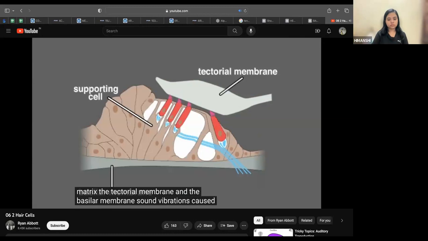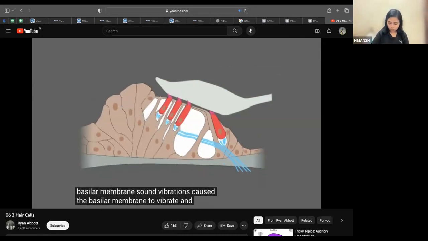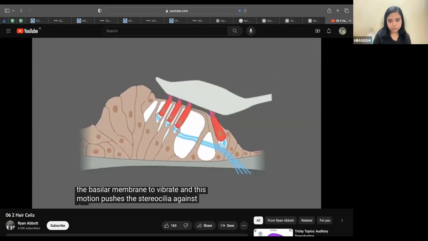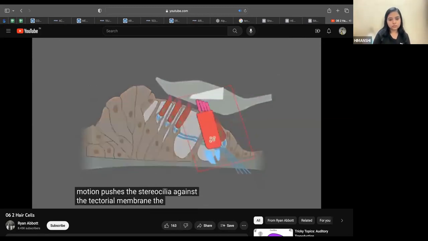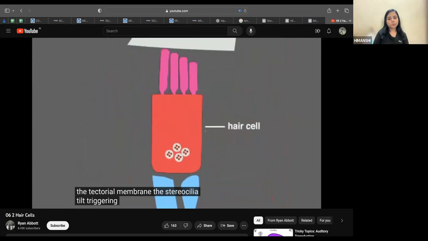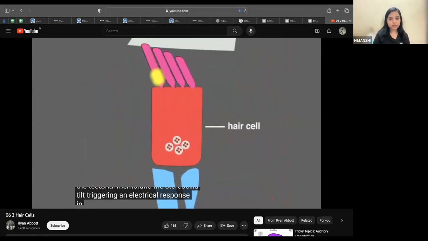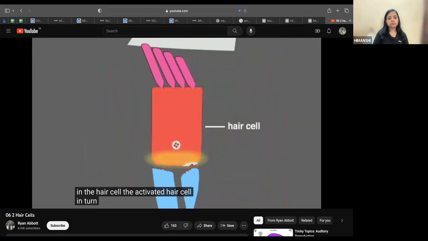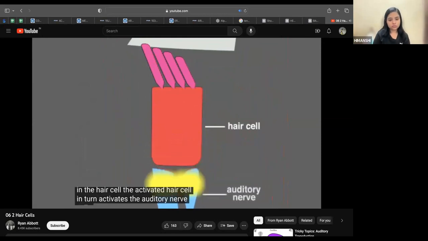Sound vibrations cause the basilar membrane to vibrate, and this motion pushes the stereocilia against the tectorial membrane. The stereocilia tilt, triggering an electrical response in the hair cell. The activated hair cell, in turn, activates the auditory nerve cells.